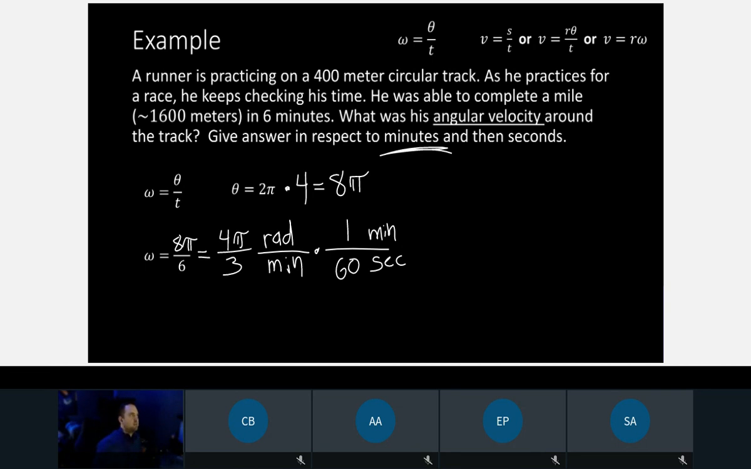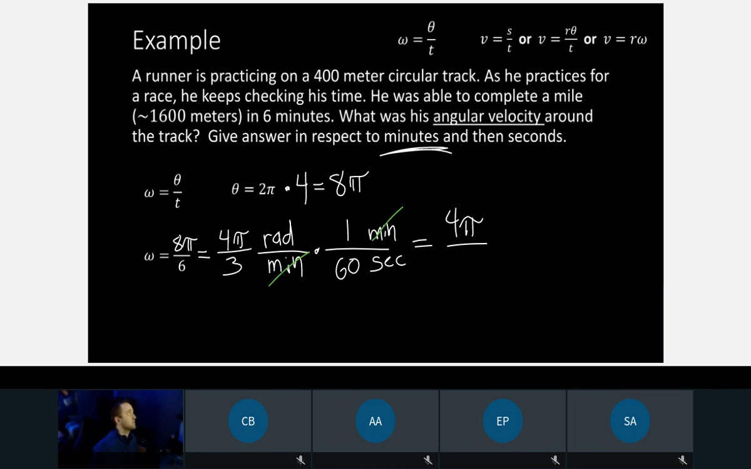So in 1 minute, there's 60 seconds. This means that I can cross out minutes and minutes. This is how stoichiometry works, right? This is the whole point here. So now we are going to have 4 pi times 1 is going to be 4 pi. On the bottom, we have 3 times 60, 6, 12, 18. Ooh, I can actually reduce this.